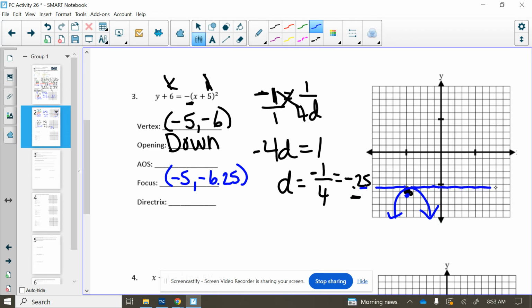And then our directrix this time would be a horizontal line 0.25 units above -6. So that's actually going to come through -5.75. Our axis of symmetry this time, we are going to fold over through a vertical line, so an x equals, and in this case, -5 would be that x value we're folding over.